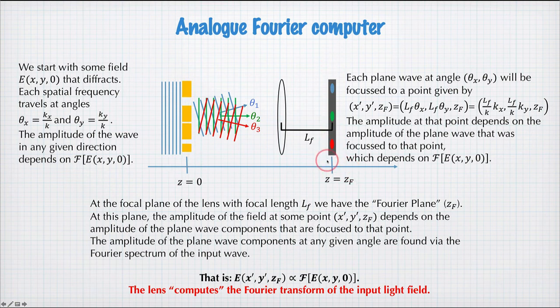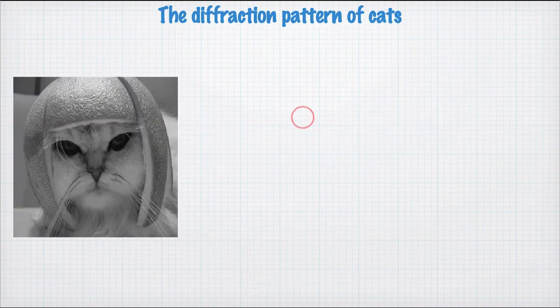Noting that we have to think about now the complex amplitude of this field, not just the intensity, because the Fourier transform has real and imaginary parts, or an amplitude and a phase. And the amplitude and phase of the field here is crucial to the mechanics of the Fourier transform. So I want to finish this part of the course on Fourier methods by thinking about the diffraction pattern of a cat. So the experiment would be something like this.